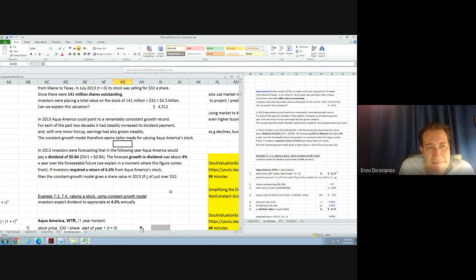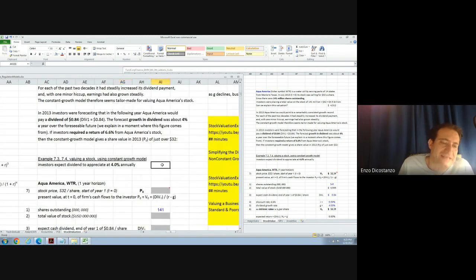But there's a lot of assumptions here. How do you get to the assumption that dividends are going to increase 4%? Well, look at the historical values. That's sort of where you begin with that.